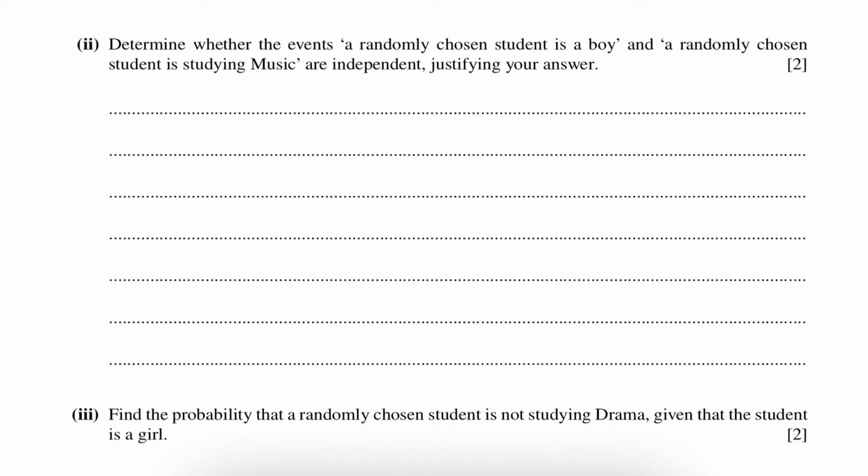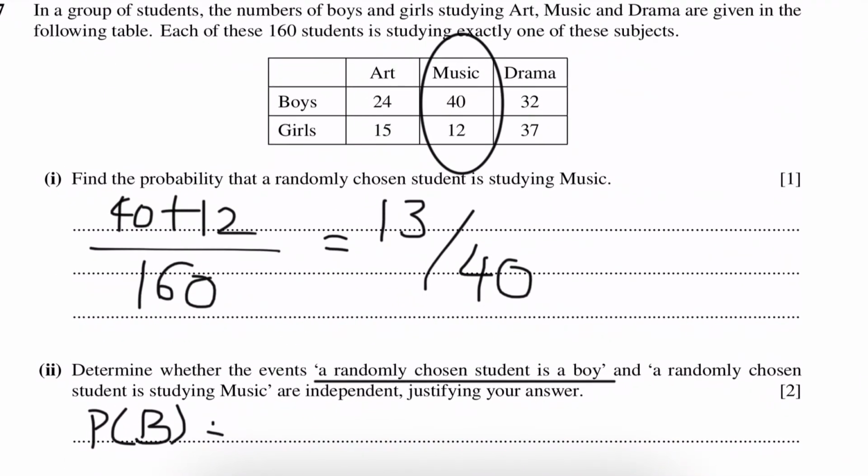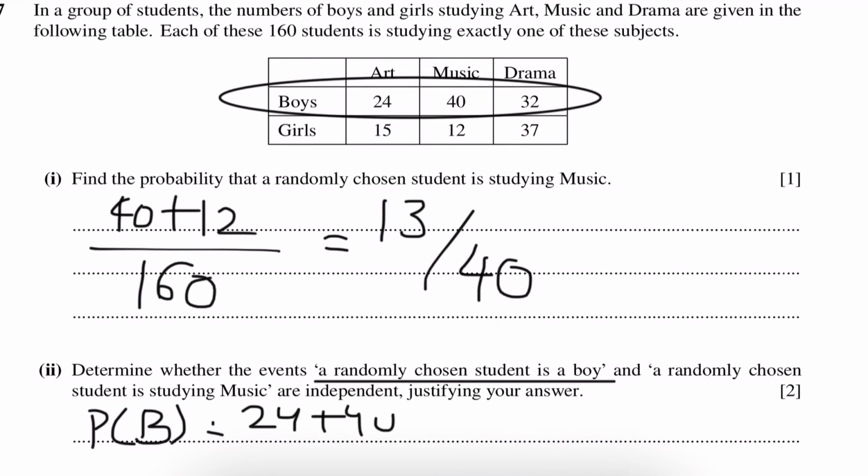Determine whether the events a randomly chosen student is a boy and a randomly chosen student is studying music are independent, justifying your answer. So first what you need to find is the probability of choosing a boy. And what you have to do is to add these values together for boy. So 24 plus 40 plus 32 over the total number of students, 160. This will give you 3/5.